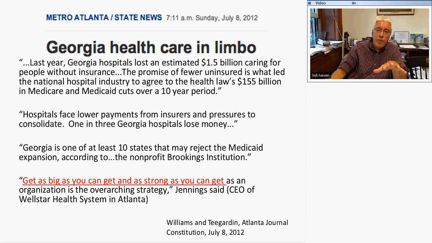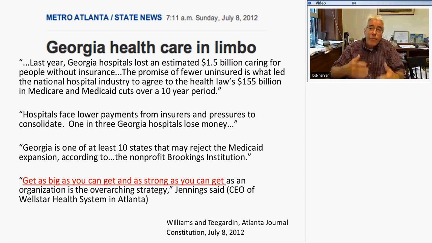Now, this is interesting because it points out one of the conundrums of this Medicaid expansion. Suppose Georgia doesn't expand Medicaid. A lot more people remain uninsured, and they're still going to go to hospitals. But the hospitals are getting $155 billion less in money under Obamacare, under the anticipation that they wouldn't have so many uninsured patients. So if you turn down the Medicaid money, you're still going to have those uninsured patients, and the hospitals are still going to be covering them without getting this money from the federal government. So it's going to put a lot of pressure on hospitals.